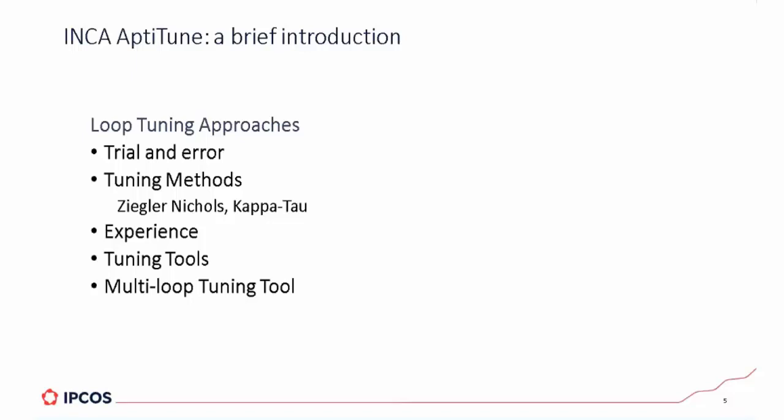And then you might switch to tuning methods like Ziegler-Nichols or Kappa-Tau. And what these tuning methods have in common is they provide a structured approach to tuning. They take you to a set of steps. And in those steps, either explicitly or implicitly, a couple of process parameters in combination with the loop you are using are established. And based on those parameters, you come to values for the tuning parameters in your PID loop that give you a certain behavior.